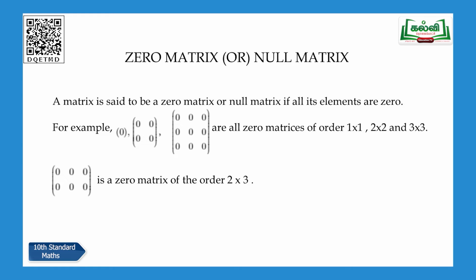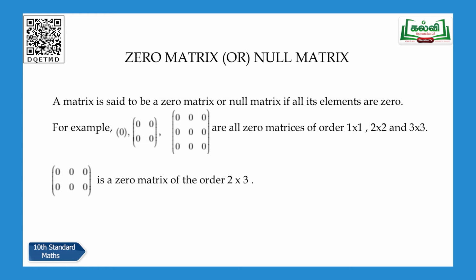So, what do you mean by 0 matrix or null matrix? The word 0 itself is there everywhere. Null matrix, the word null itself, you know that a matrix is said to be a 0 matrix or a null matrix if all its elements are 0. As I told you already, if the elements inside the matrix are all 0, then it is known as a 0 matrix, for example all 0 matrices of order 1 by 1, 2 by 2, 3 by 3.